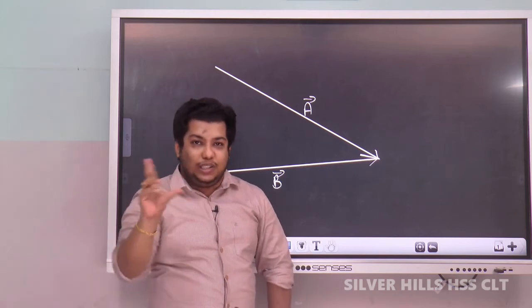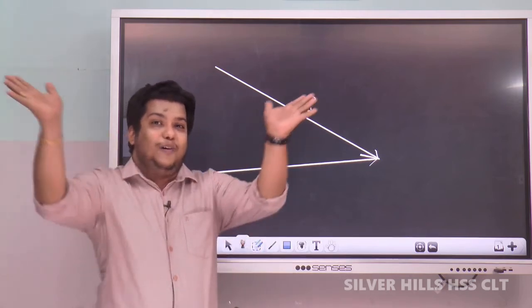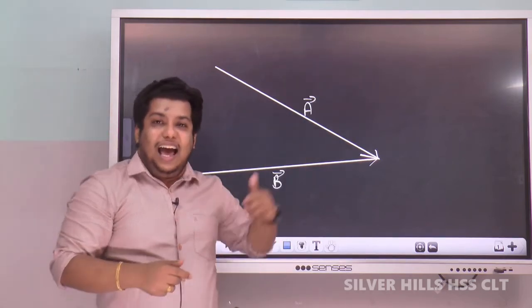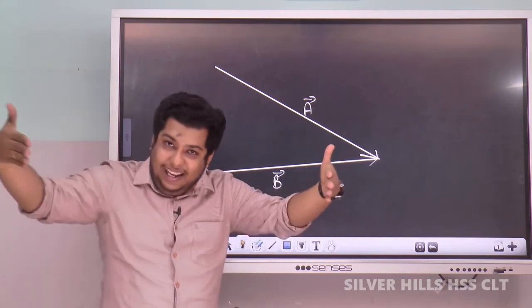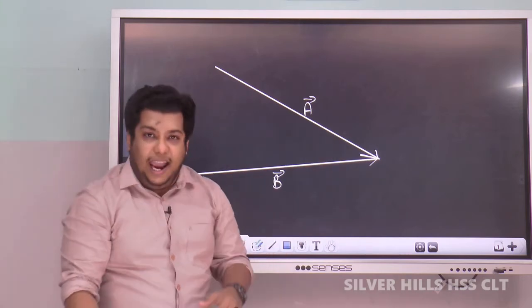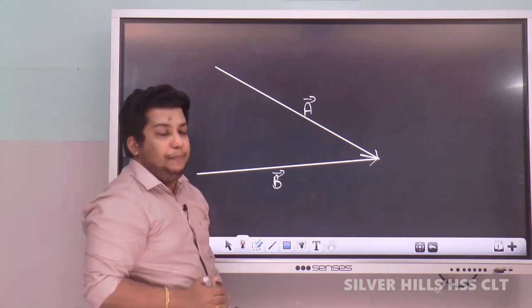Ready? So there are two types of vectors. Co-initial means the starting point is the same. The other kind is called coterminous. Coterminous means the ending point is the same. And now we are going to discuss the fifth type of vector.